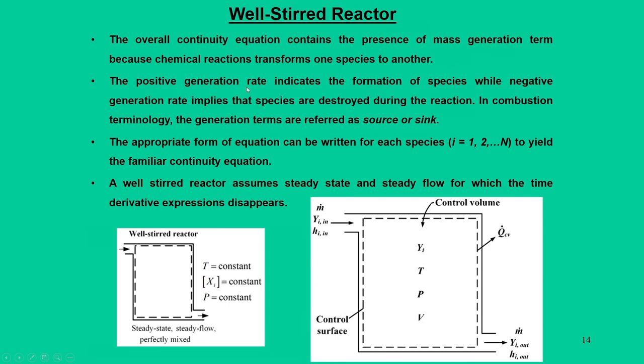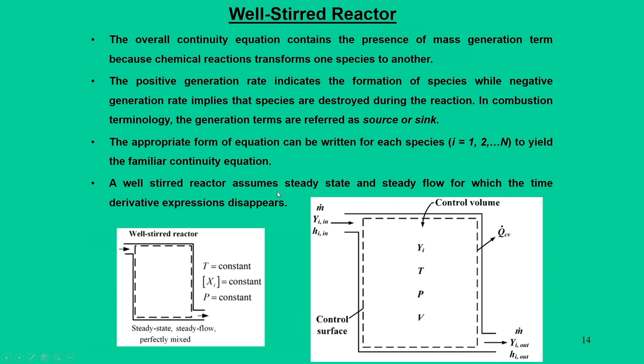The positive generation rate, within this control volume, indicates the formation of species, and the negative generation rate indicates that species are destroyed. In our combustion terms, the generator terms are referred to as sources or sinks. Source means it is formed, and destroyed means it is a sink. To do this analysis we need to frame an appropriate form of equations for each species. There may be n number of species.